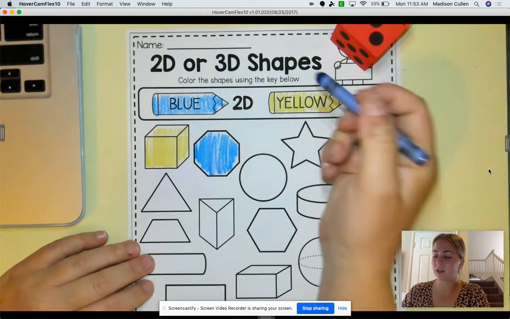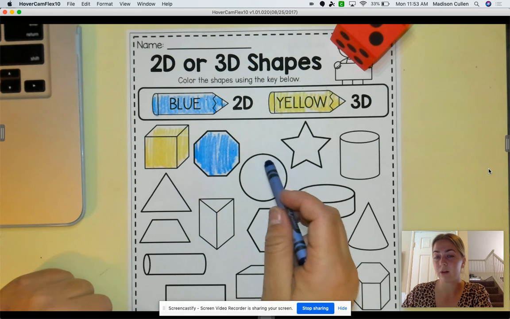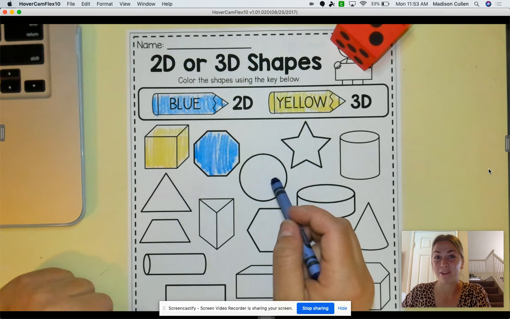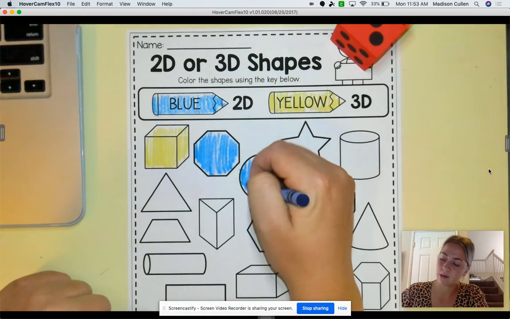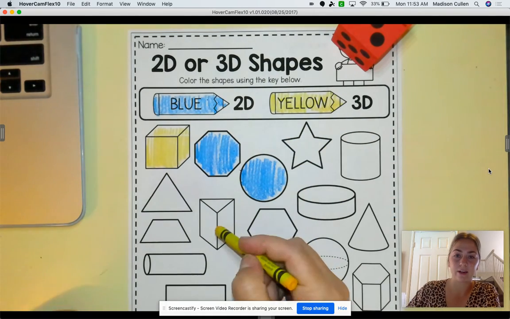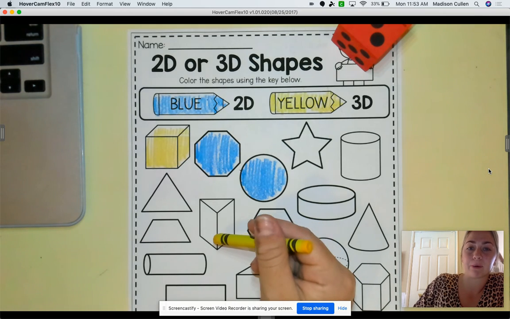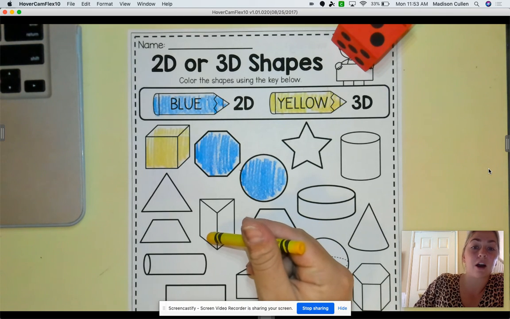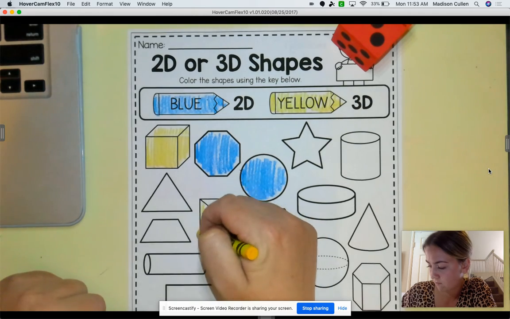Okay. Now let's look at our circle. Do you think that he can be pulled off, or do you think he lays flat on the paper? He lays flat on the paper, right? So he is blue. But now let's think. What about this one right here? Do you think that he lays flat or do you think he comes off of the paper? He comes off of the paper, right? So you are going to color him yellow.